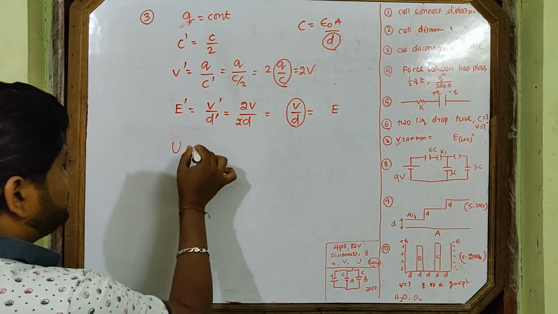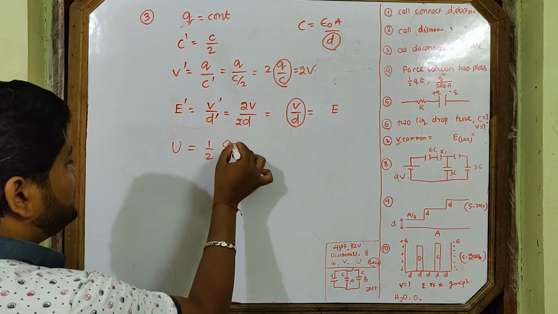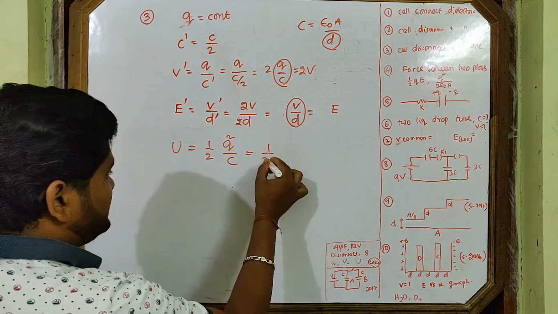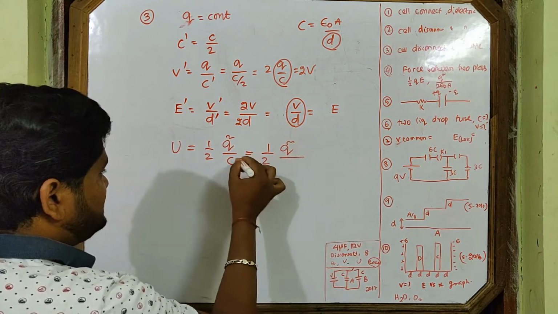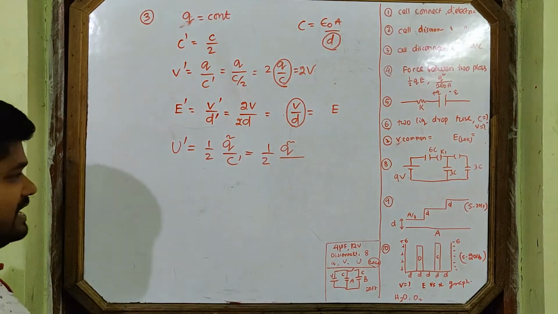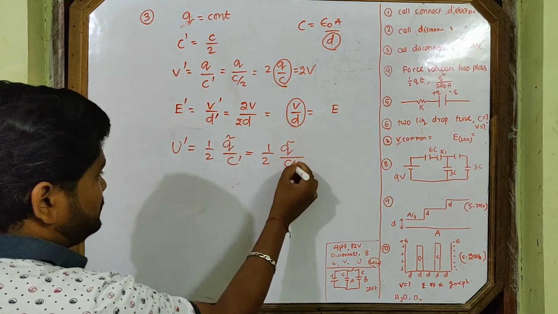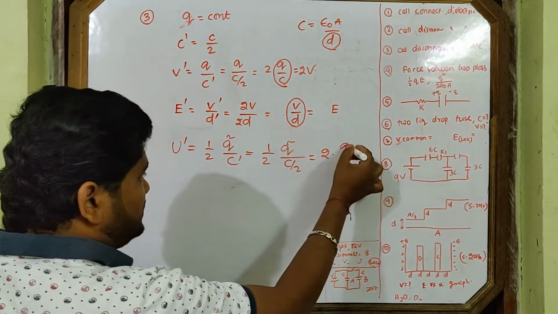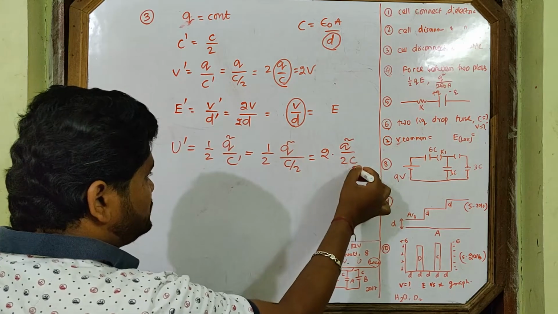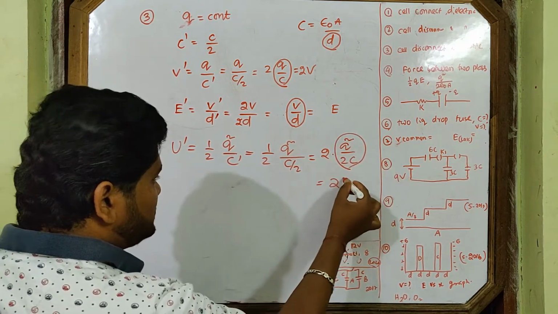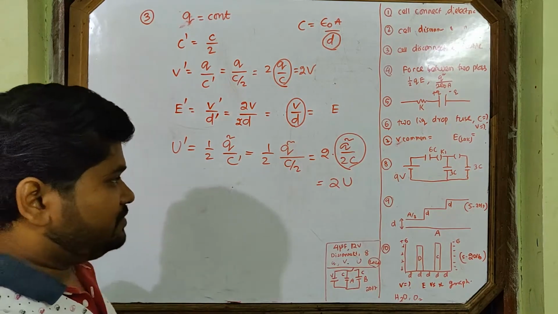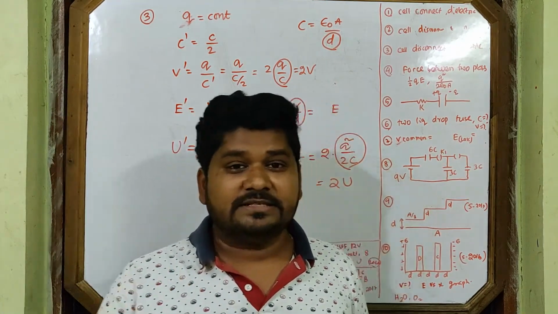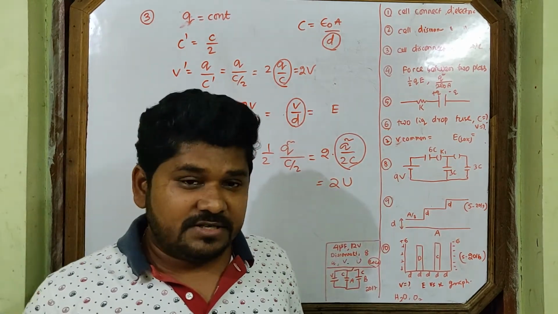Then what about the energy stored? U equals half Q square by C, because Q is constant. For that I am writing this formula: Q square by C becomes C dash, and the energy changes. C dash is C by 2, so the 2 will go to the numerator. So Q square by 2C, so this becomes twice: 2U. Energy stored becomes twice. Understand?